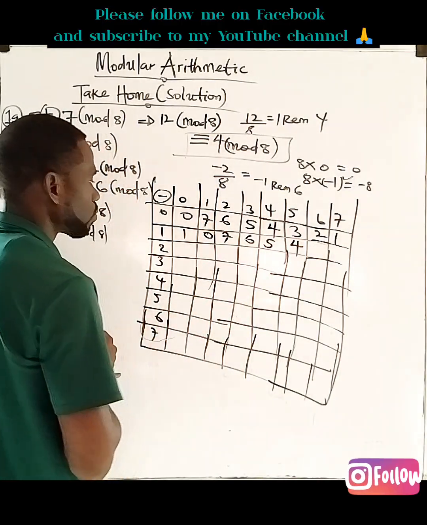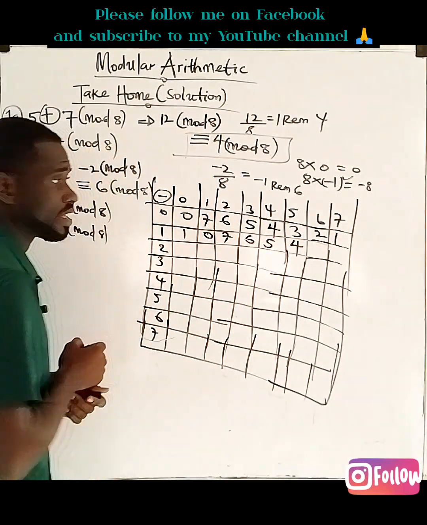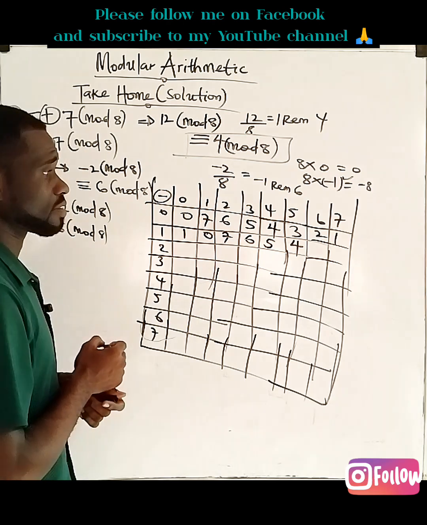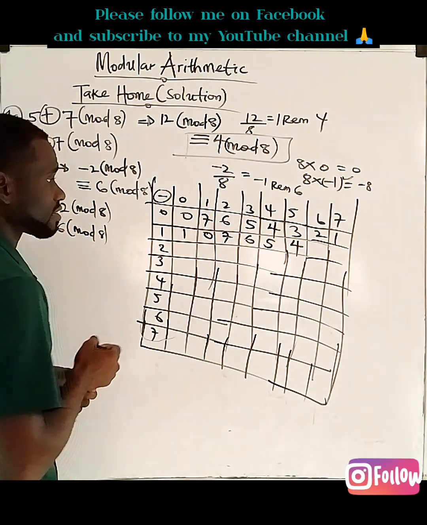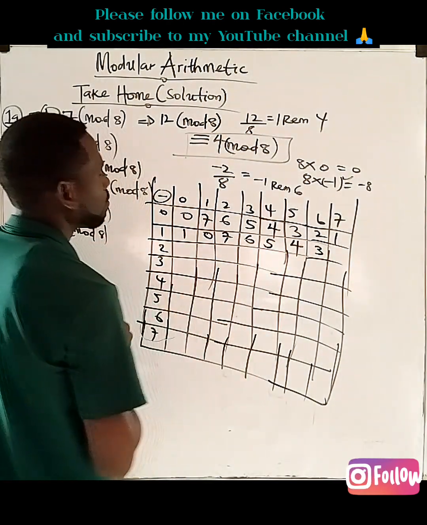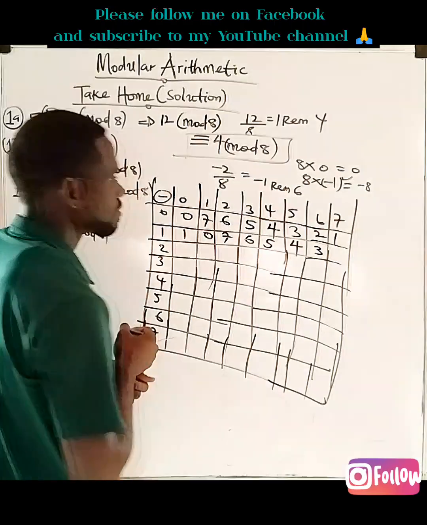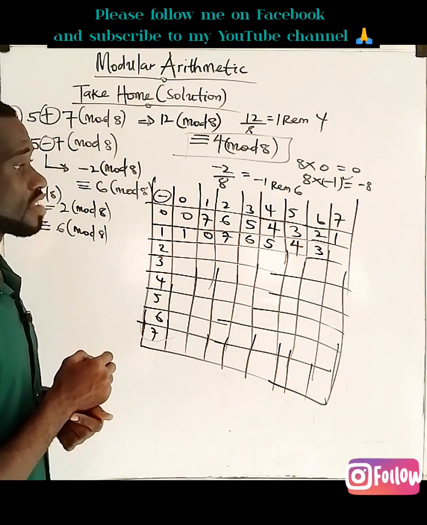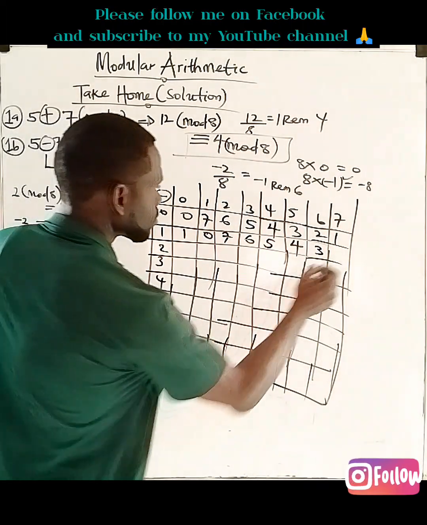Nothing changes. So 1 minus 6 is minus 5, to be written in modulo 8. That will give us 3 modulo 8. And 1 minus 7 is minus 6, to be written in modulo 8. That will give us 2.